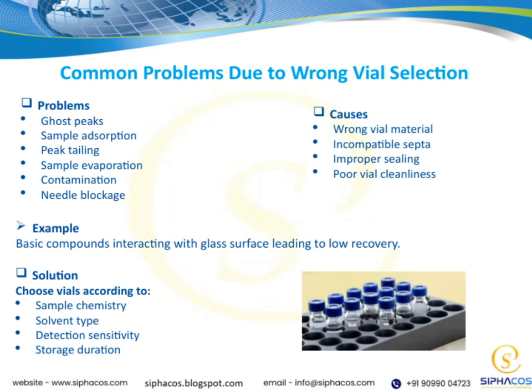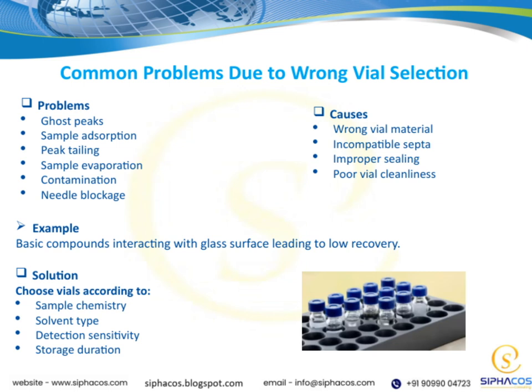Next, consider the solvent type, as some solvents can be more reactive or cause degradation depending on the vial. Detection sensitivity is also key. Choosing the right vial can improve measurement accuracy. And don't forget storage duration. Long-term storage might require specialized vials to prevent issues over time.